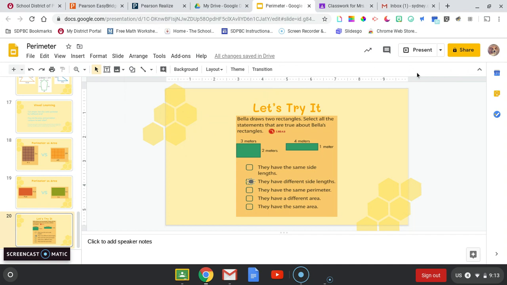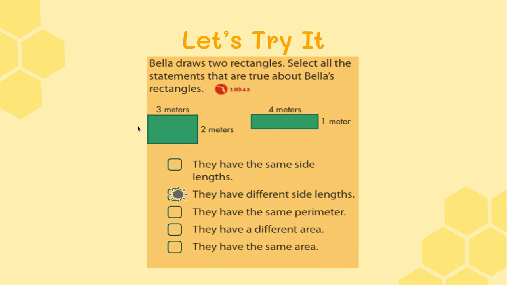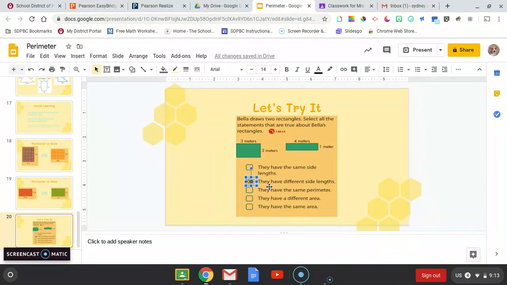Okay, now they have the same perimeter. Well, let's check. 3 plus 3 is 6. 2 plus 2 is 4. 6 plus 4 is 10. So the perimeter of this shape is 10 meters. Let's do this one. 4 plus 4 is 8. 1 plus 1 is 2. 8 plus 2 is 10. 10 meters. They have the same perimeter. So we're going to put another little star right here.